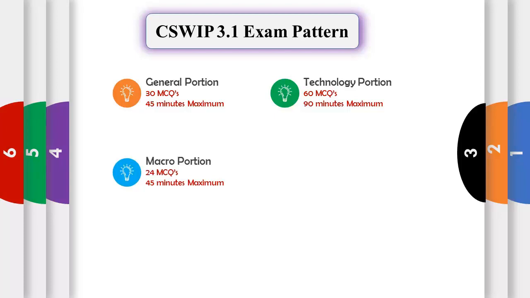This paper contains 24 MCQs. It is also a theoretical paper, and the maximum allowed time is 45 minutes. You have to complete the macro paper exam in 45 minutes. 2 macro sample images will be given in the paper, and you need to solve the MCQs according to the macro sample images.